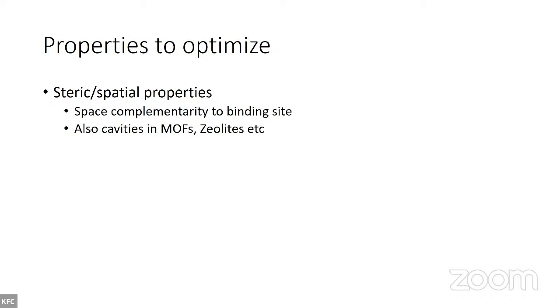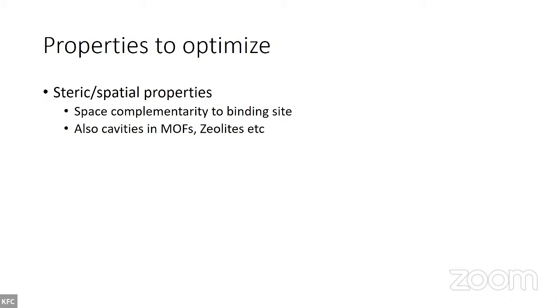Then, a related concept, another thing we can optimize are steric properties, spatial properties. For example, if you are designing a drug, besides the selective interactions we want to make, we also care about basic space complementarity to the binding site. If there is some cavity somewhere that we have not made use of, well, this is low-hanging fruit energetically, to have something with nice space complementarity.